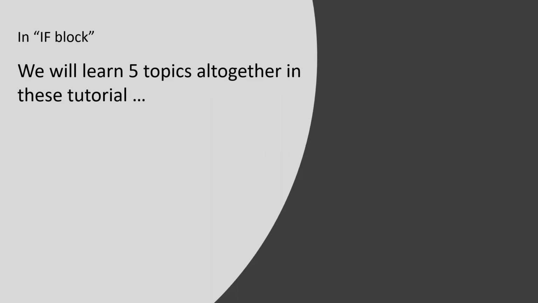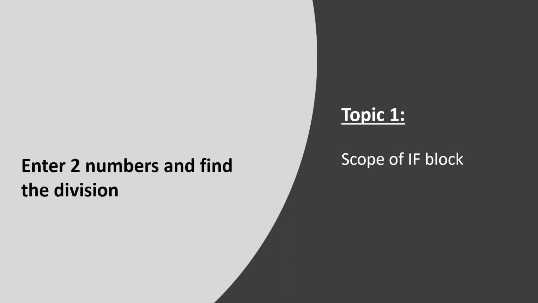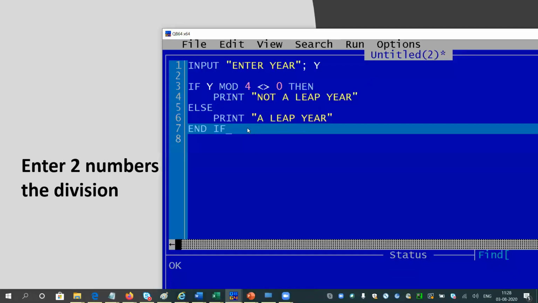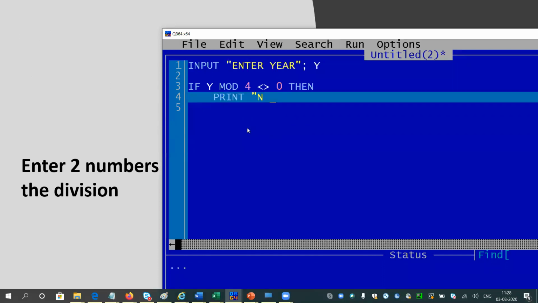That's all we have learned about the syntax. We will not learn anything else, but now we will implement this if block in more complex work. So we will learn 5 topics altogether in this tutorial on the if block. Without wasting time, let us quickly move into topic 1, that is the scope of the if block. Suppose anyone asks you to enter 2 numbers and find the division. I think we all checked this just a few minutes back.